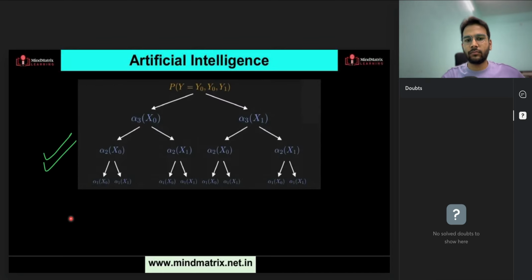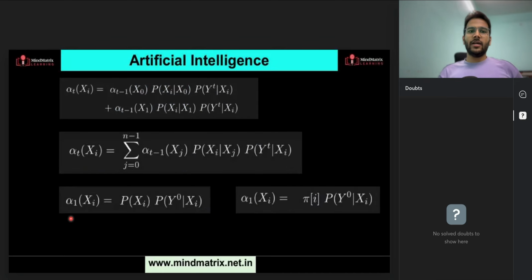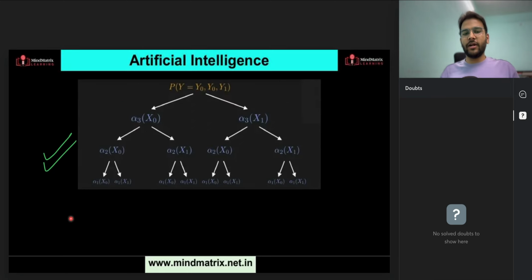So what can we do now? Can I say we can now generalize this? Carefully see this. Now we can generalize this. Alpha t of xi. How can we write alpha t of xi?